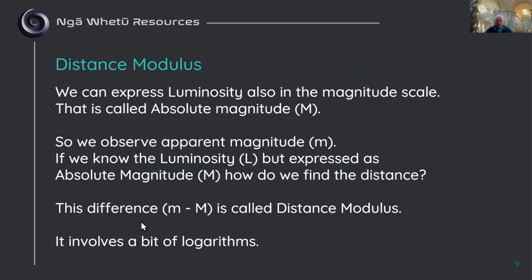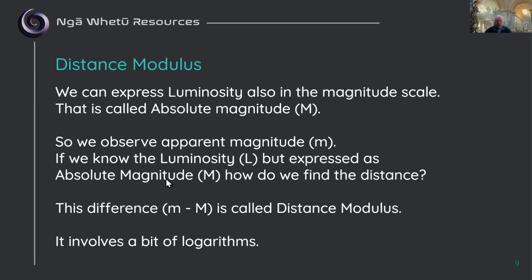So now we can talk about a concept which is called a distance modulus. If you go back to luminosity, which we need to use once we know it in a formula to calculate distance, we can actually express luminosity also in the magnitude scale. And then if we do that, we call it absolute magnitude, capital M. It's a bit confusing. You really need to know what you're talking about. And if I talk about it, I sometimes make a mistake. Absolute magnitude is the luminosity, capital M. Apparent magnitude is the brightness as we see it.